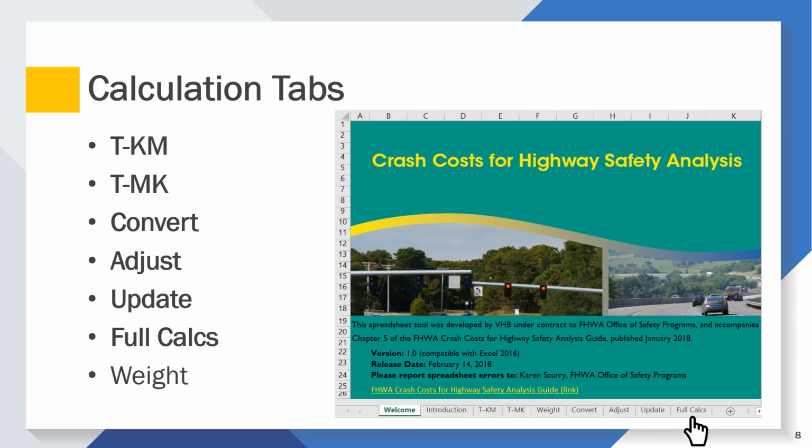The Full Calcs tab allows you to complete the entire process in one tab for determining state-adjusted CABCO crash costs from national MAIS person injury costs. Finally, the spreadsheet tool supports the development of severity-weighted crash costs, such as the average cost of a K or A-level injury.